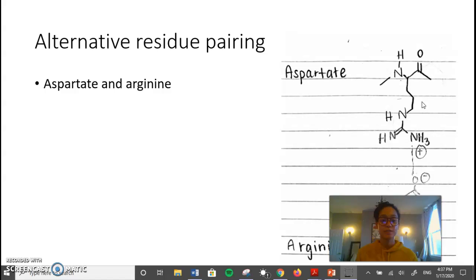So some alternative residue pairing could be between aspartate and arginine. That's because aspartate has a positive end and arginine has a negative end, and those two will attract and interact to create a bond, just like the lysine and glutamate did in the example in the assignment.